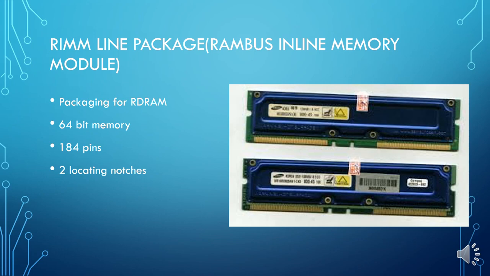Now you can see RIMM, that is Rambus Inline Memory Module. It was packaging RDRAM, meaning in this package there is RDRAM. It accessed 64-bit memory, and 184 pins and two locating notches are there. You can see the two locating notches.